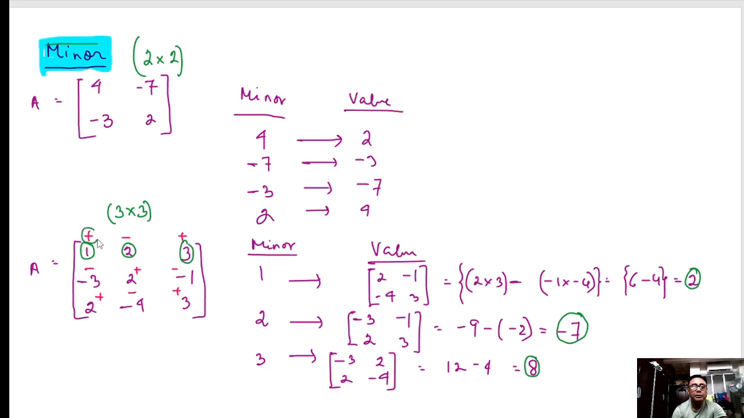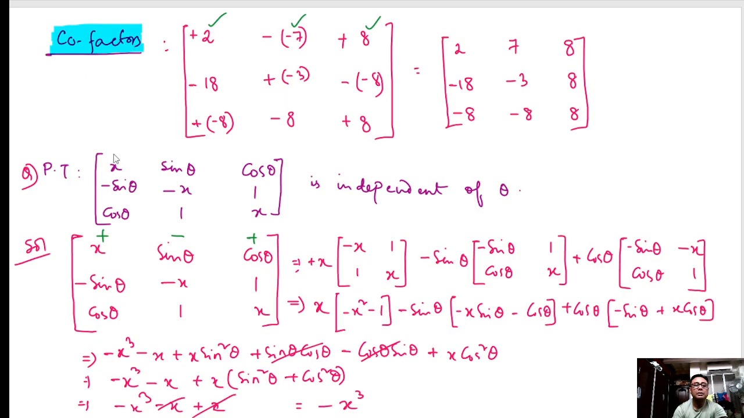Now one thing please note, that when you are writing cofactors, you have to put the value of the place signs. You have to now put the place signs also. So here we have put, these are the place signs. Now keep putting the place signs. That means they become this. Clear?